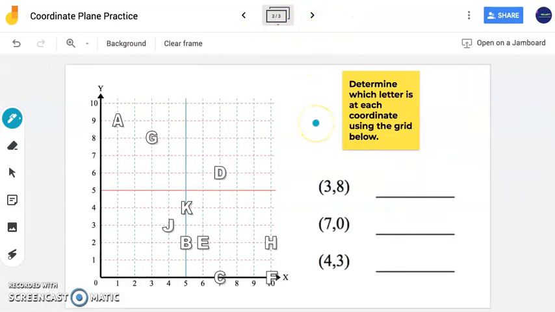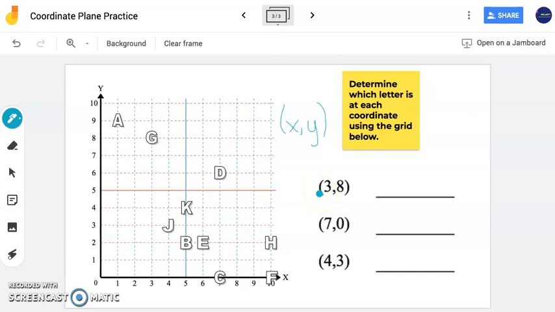Now for this next set of problems here, determine which letter is at each coordinate using the grid below. So they gave us an ordered pair, (3, 8). We need to determine which letter represents this coordinate. Now, I always like writing x, y on the side of my paper just to remind me what the ordered pair is, and just to remind me that the first value I see is my x value and the second value I see is my y value.